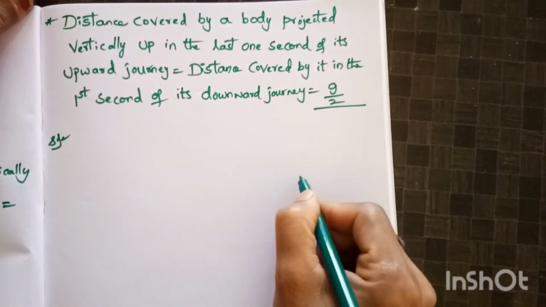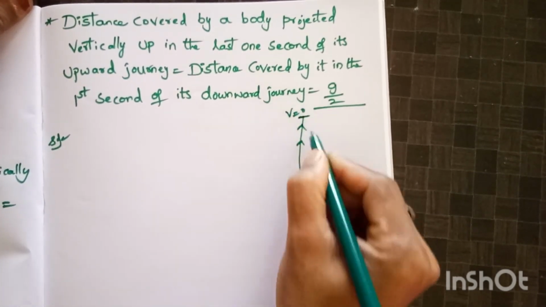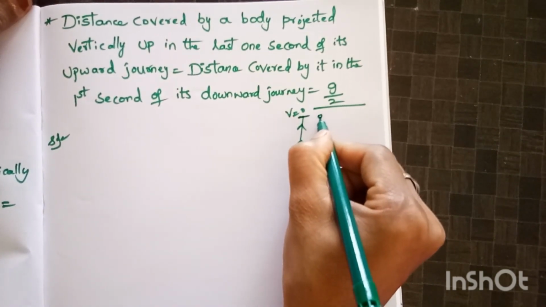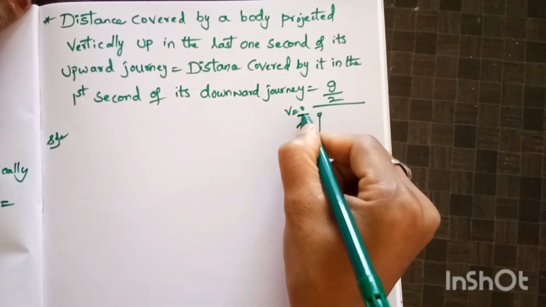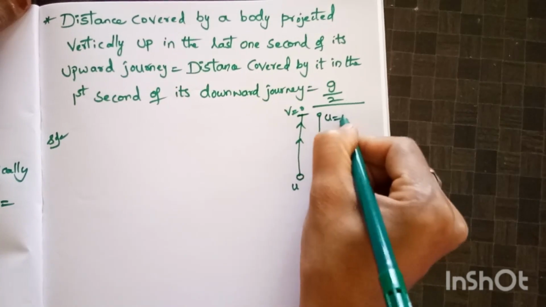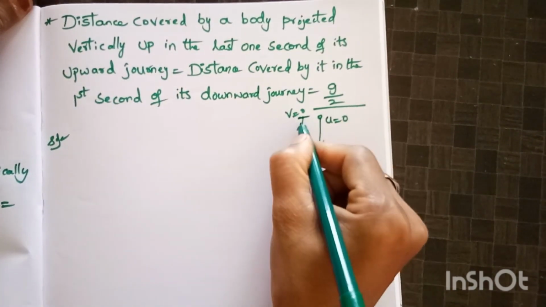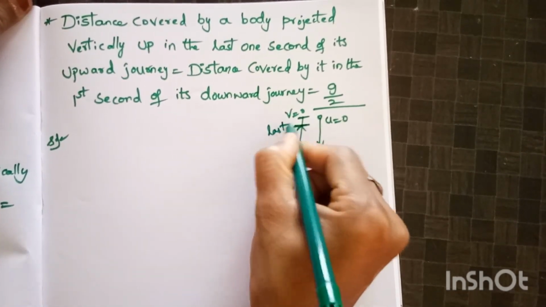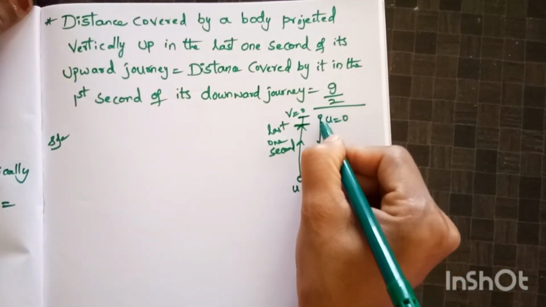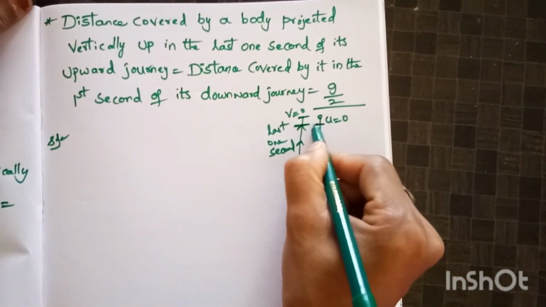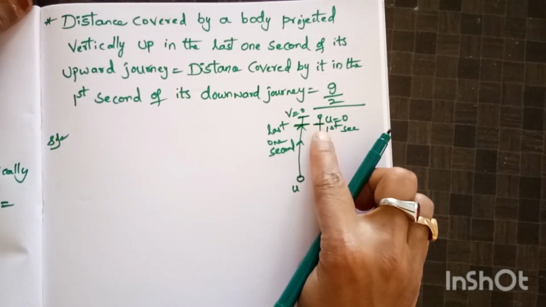Now we are going to prove that. Suppose an object is projected vertically upward with initial velocity u. At this point it reaches the maximum height, v equals 0, and the object falls freely in the downward direction and reaches the point of projection, that is the ground. After reaching the maximum height, when it is freely falling, u will become 0 and this will be v. What they said: the distance covered by the body vertically up in the last second, let us consider this as the last 1 second of its upward journey, is equal to the distance covered by it in the first second of its downward journey. So these two will be equal, that is equal to g by 2.